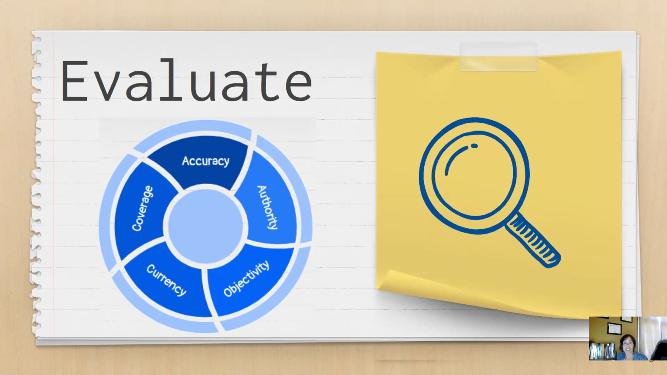Currency. Is there a date available for when the information or data was added to the database? Is it new information, or does it indicate that the information has been recently updated? Coverage. Is it complete? Is it available to you when you need it?